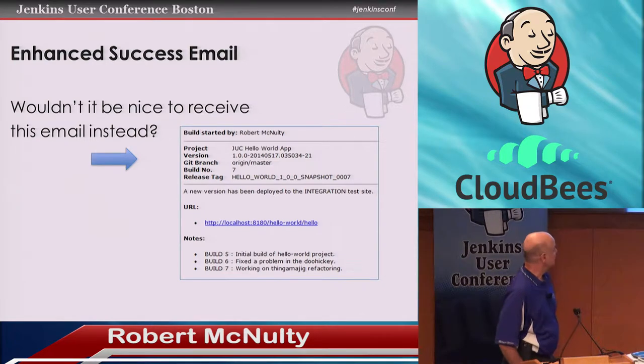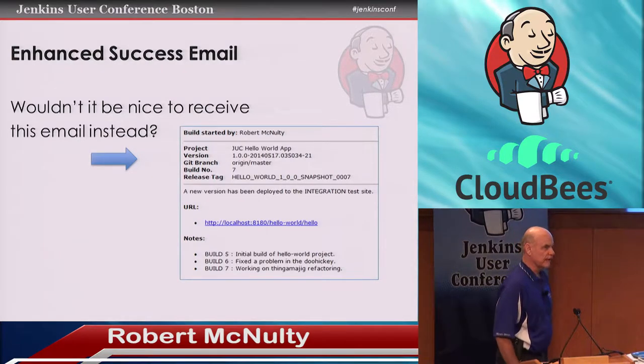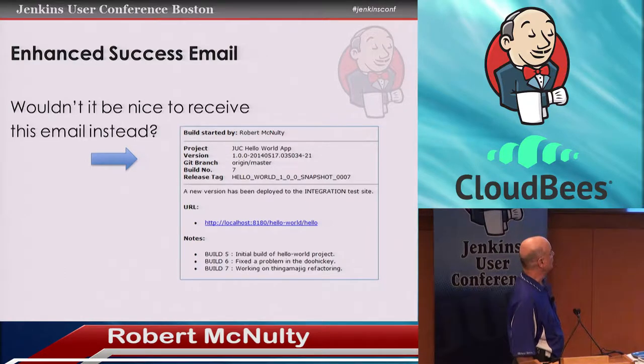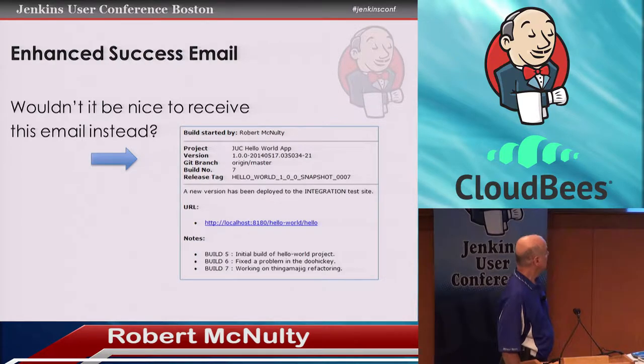Wouldn't it be nice to receive this email instead? It gives you the project. It gives you the Artifactory snapshot version number, the branch that was built, the Jenkins build number, the tagged release so that you can later check this same code out and build it, the URL to the deployed application, and the notes running for the life of this version.